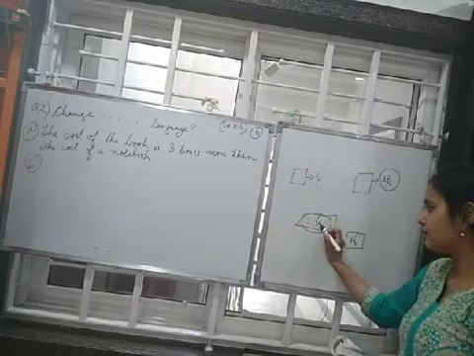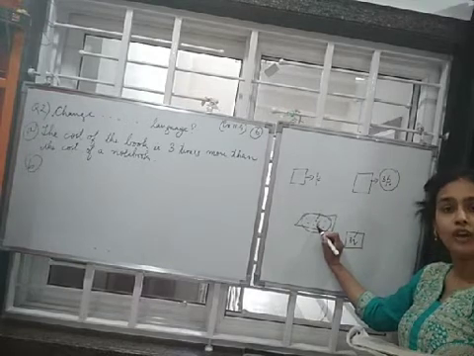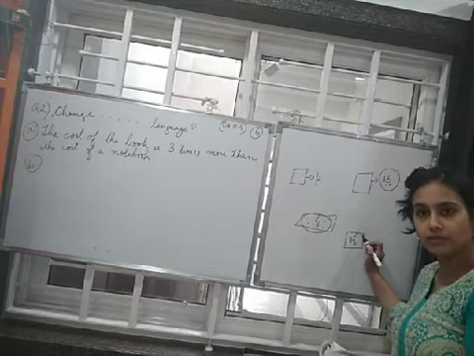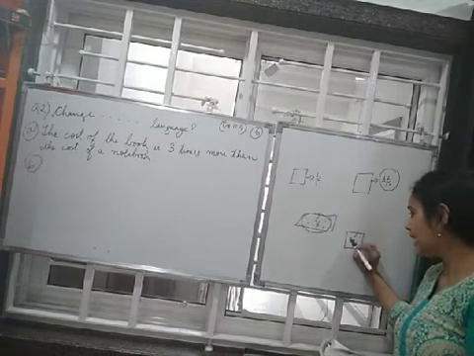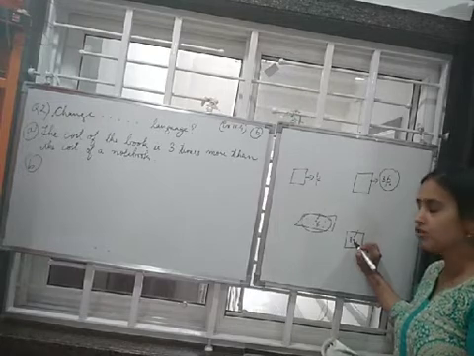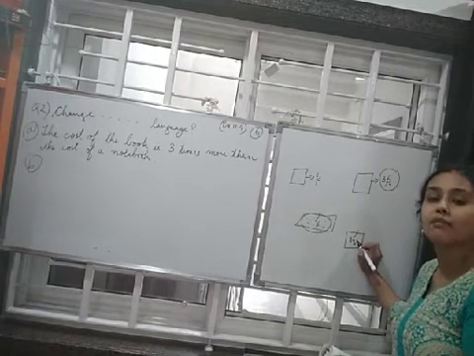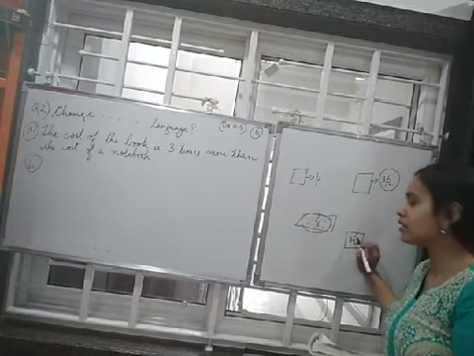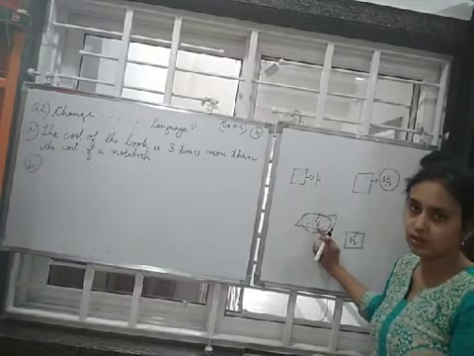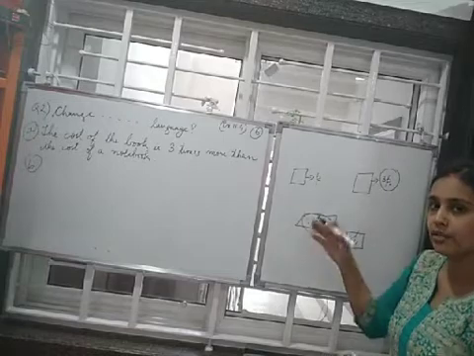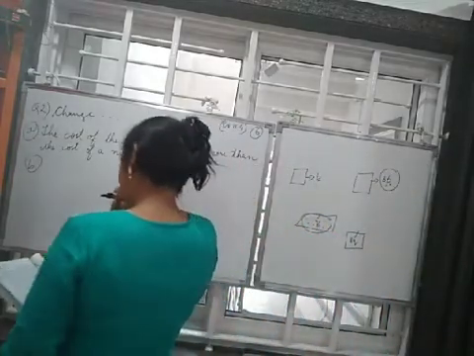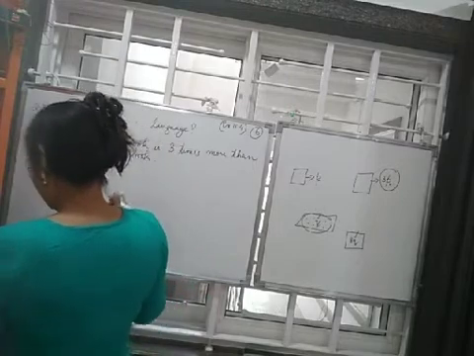8 times the marbles on the table, what are the marbles on the table? Q. And what are the marbles in the box? 8Q. That means 8 times the marbles which are on the table. So what will we write? The number of marbles in Tony's box are 8 times the marbles kept on the table, or 8 times the marbles on the table. Any of the 2 ways we can write.